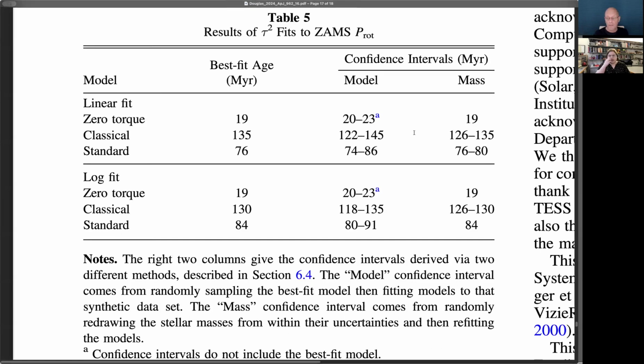Okay. And so generally the thing that dominates is the model uncertainty, but we do get a little bit of a range from the stellar parameters themselves. Yes. Very cool. All right.